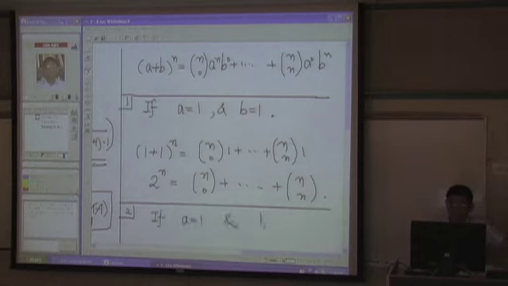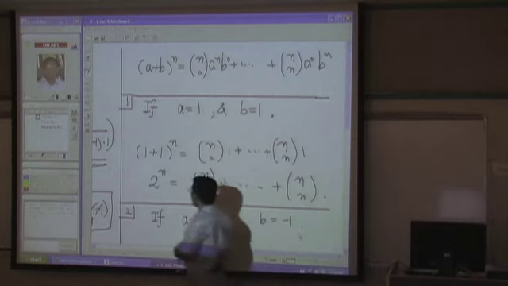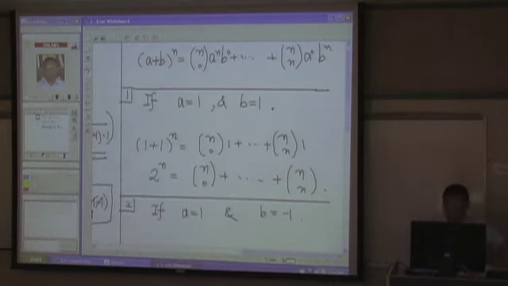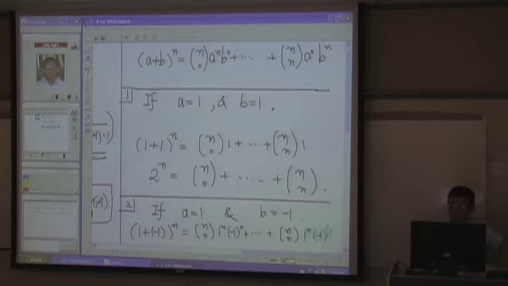1, and b equals negative 1. So if a equals 1, b equals negative 1, then the left side is 0, right? So (1 plus negative 1) to the power of n is the left side. And the right-hand side is n choose 0, 1 to the power of n, and negative 1 to the power of 0, and all the way up to n choose n, and then 1 to the power of 0, and then negative 1 to the power of n.